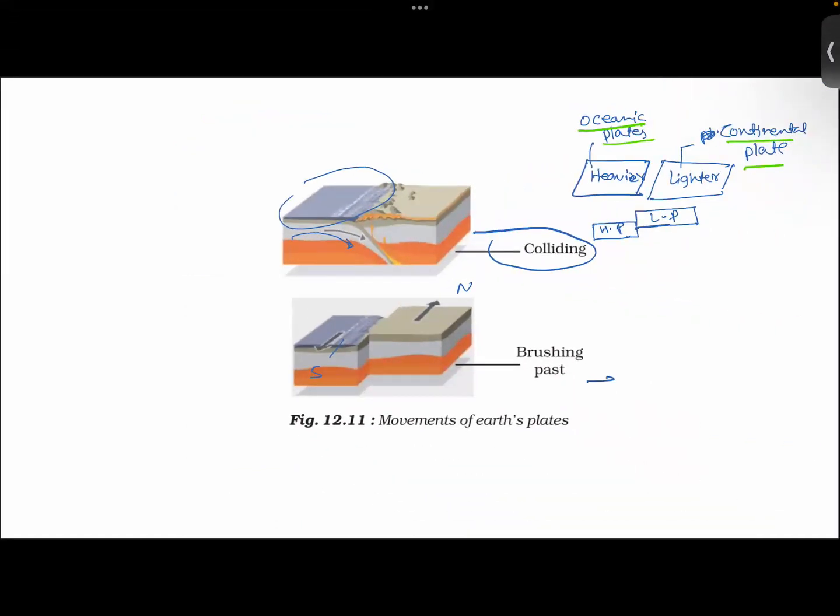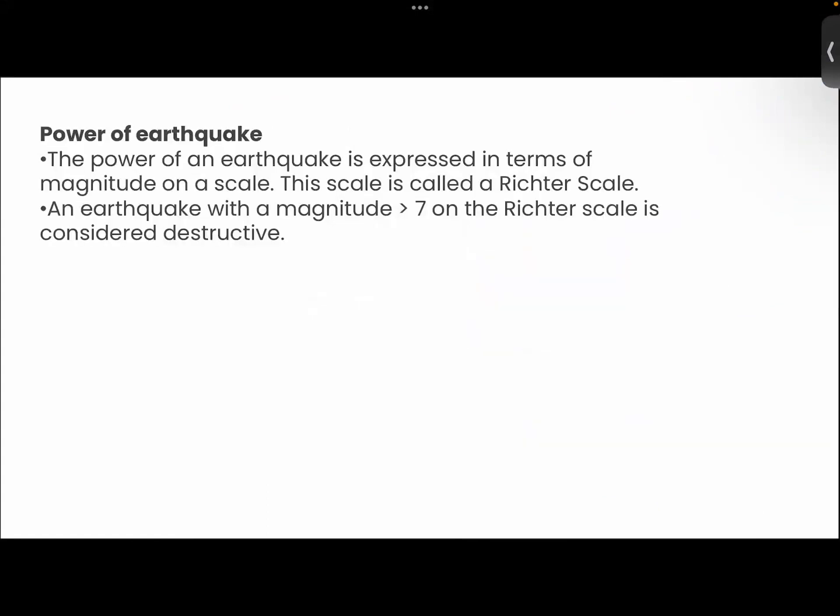Okay, now let's understand how we measure the intensity or the power of an earthquake. The power of an earthquake is expressed in terms of magnitude on a scale. This scale on which we measure its magnitude is called the Richter scale. If an earthquake has a magnitude greater than 7 on the Richter scale, it means it is very disastrous.